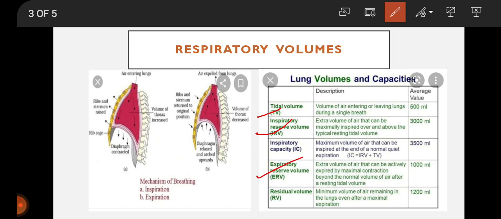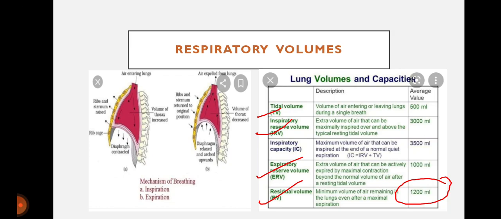While in expiratory reserve volume, ERV, the extra volume of air that can be breathed out beyond the normal tidal volume is called expiratory reserve volume. Its volume is about 1000 milliliter to 1100 milliliter. Residual volume: the volume of air that remains in the lungs even after forceful expiration is called residual volume. Its value averages between 1100 milliliter and 1200 milliliter.